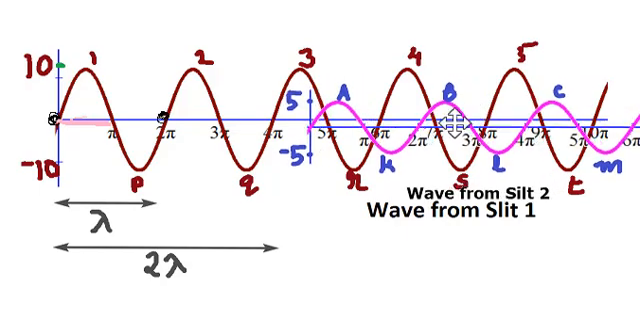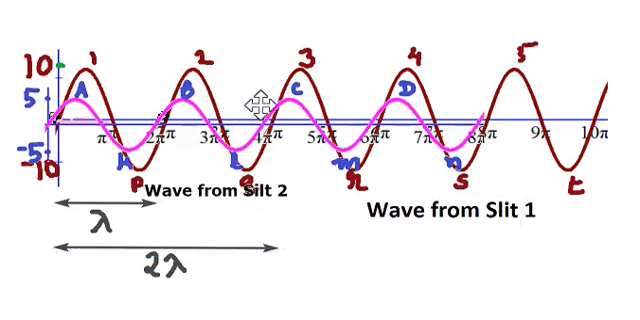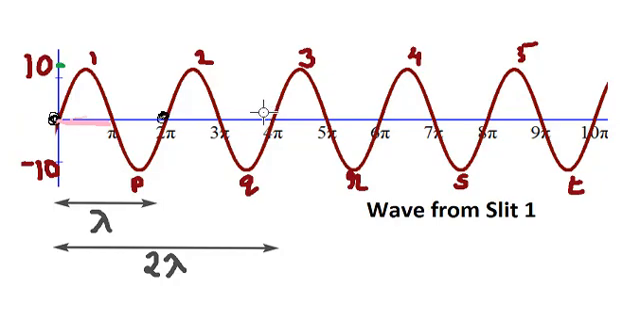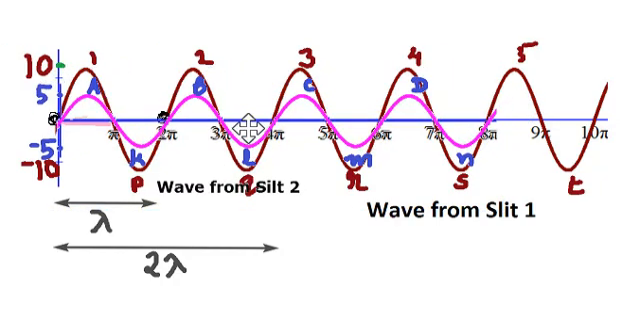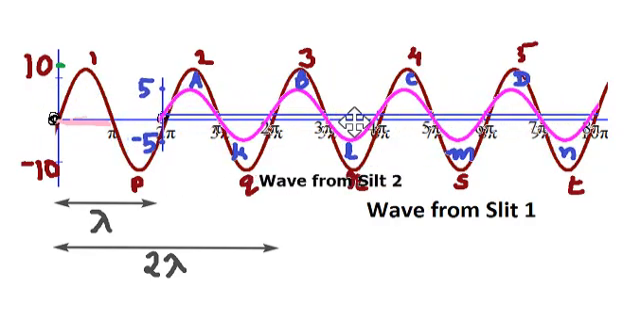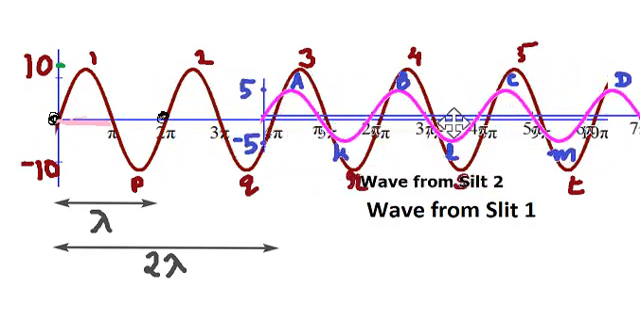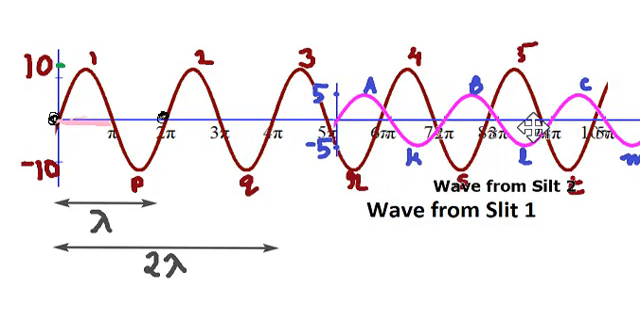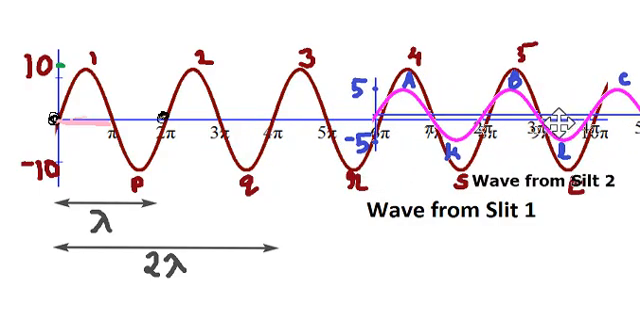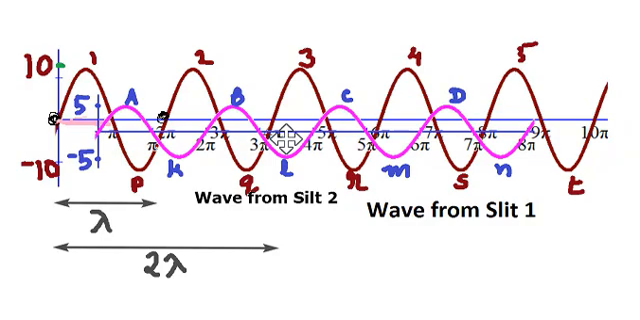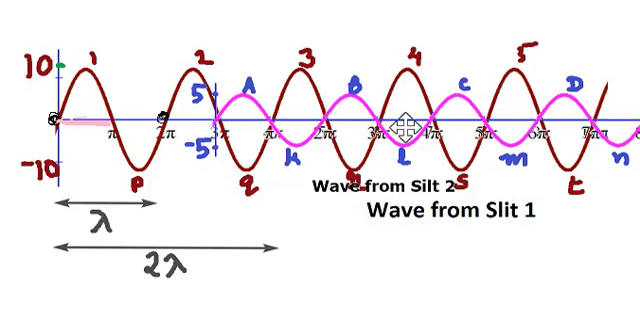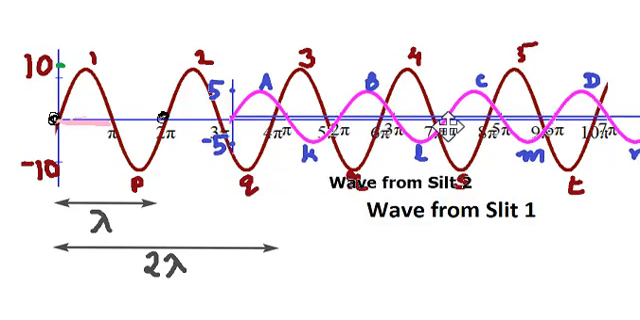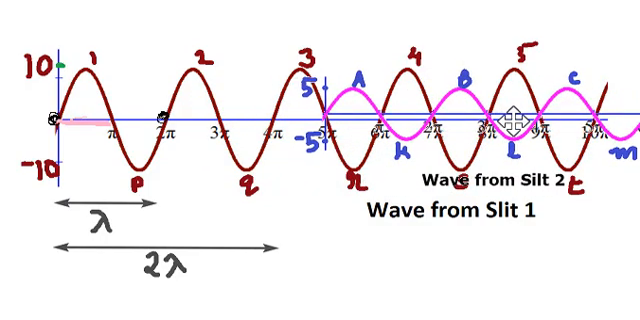So, if the path difference is a multiple of lambda, what do you get? 1 lambda maximum, 2 lambda maximum, 3 lambda maximum, 4 lambda maximum. But if the path difference is an odd multiple of lambda by 2, 1 lambda by 2 minimum, 3 lambda by 2 minimum, 5 lambda by 2 minimum. So these are the conditions for maxima and minima.